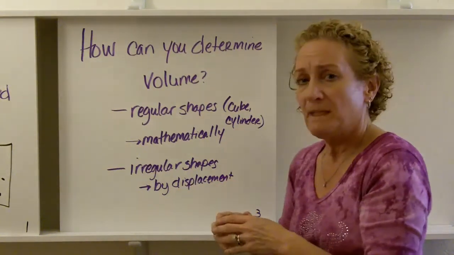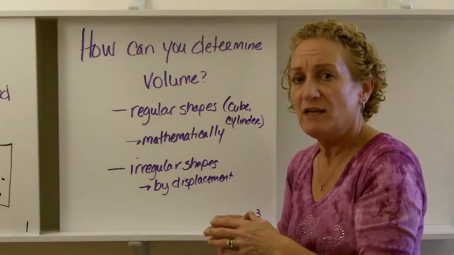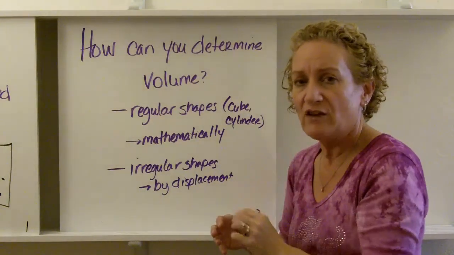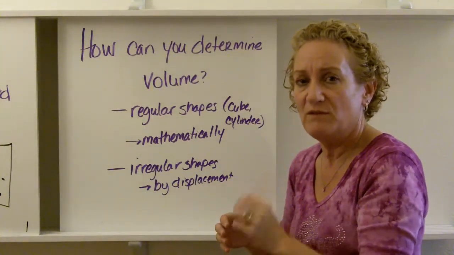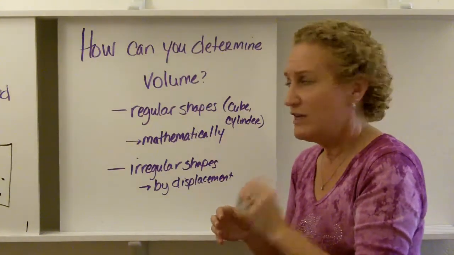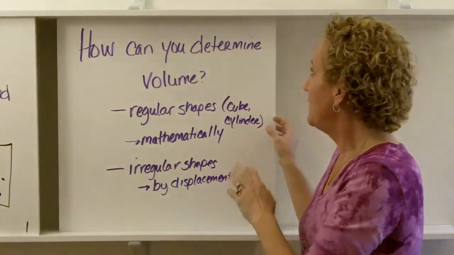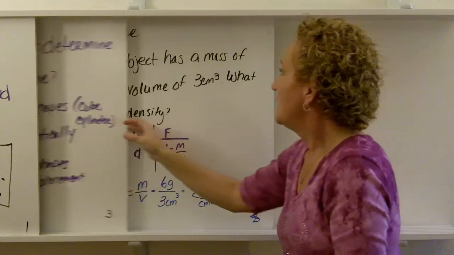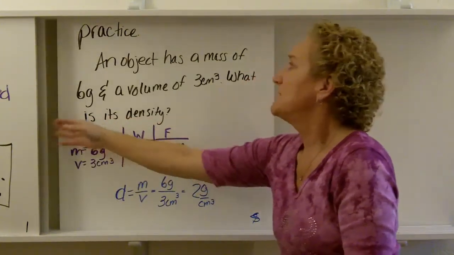Volume by displacement. Sometimes that's a quick and easy way of doing it. You have to be very, very accurate in your readings though, and your measurements. Be very accurate, be very, very careful with those. So those are 2 ways to determine volume. So let's do a couple of practice problems.